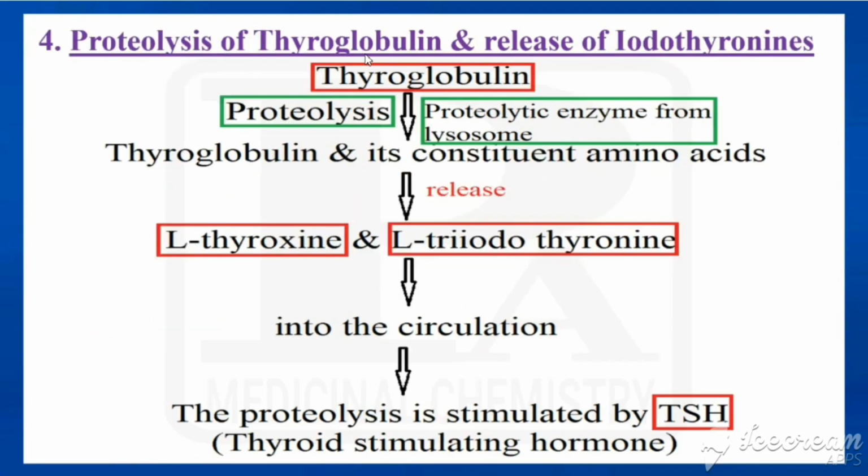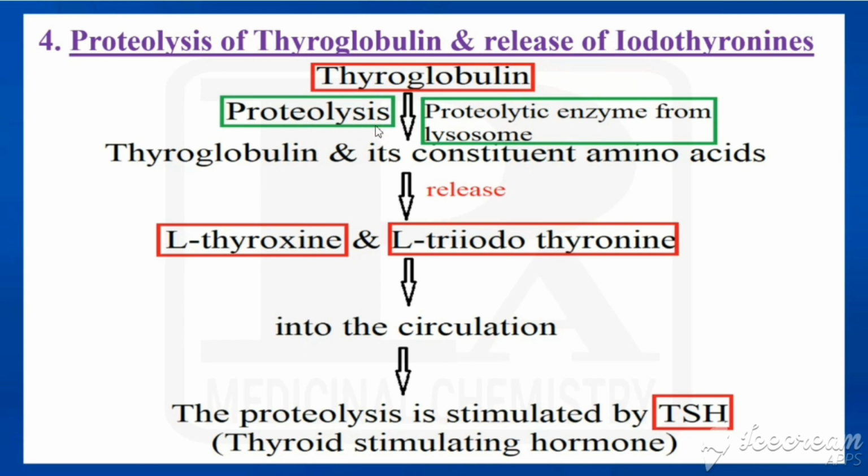Next step is proteolysis of thyroglobulin and release of iodothyronines. So thyroglobulin undergoes proteolysis. The proteolytic enzyme from the lysosome causes lysis, there would be breakdown. So what are we getting? We are getting thyroglobulin and its constituent amino acids. That releases these two, that is T4 and T3. So on proteolysis, these two hormones would be released from thyroglobulin.